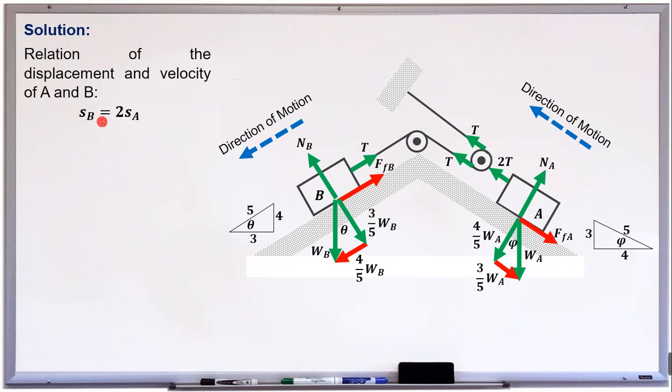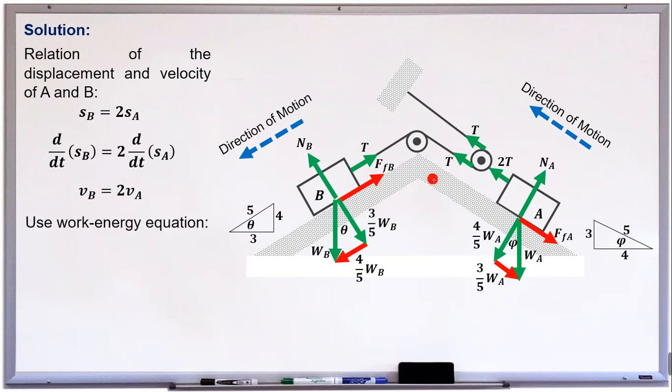This one is due to the fact that the pulley arrangement present in our system is compound. It's because of this section right here. So SB equals 2 SA. Now, if we differentiate the given equation with respect to time, we have the displacement over time, that is the velocity. So we now have a relation for the velocity of A and B. The velocity at B is also twice the velocity at A because of this compound pulley arrangement.